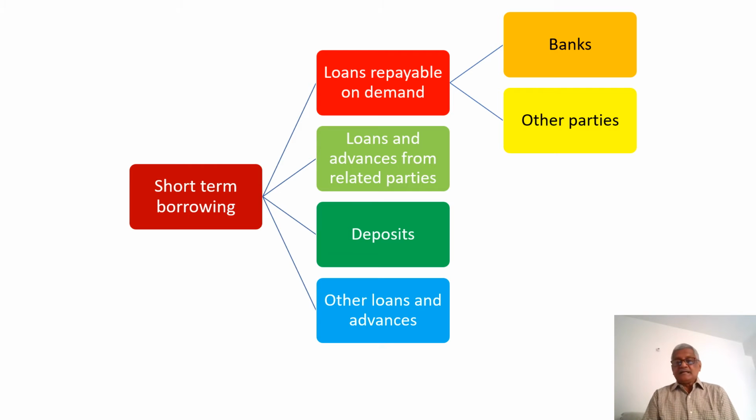Deposits. Suppose I am a company selling my product through some distributors or traders. I am collecting some deposits from them which are repayable on demand. Naturally, such deposits can also be called a short-term borrowing, subject to the condition that the repayment period is up to 12 months, which comes under current liability, and any other loans and advances where the repayment period does not exceed 12 months. So, under current liability, the first item is short-term borrowing.